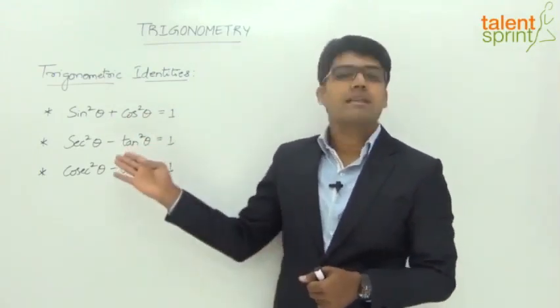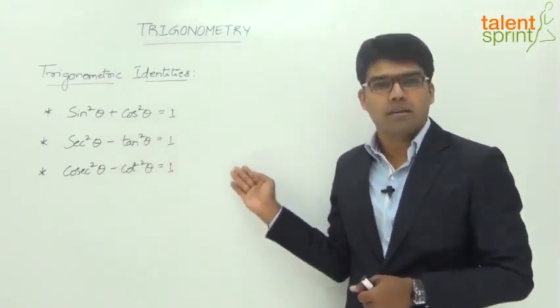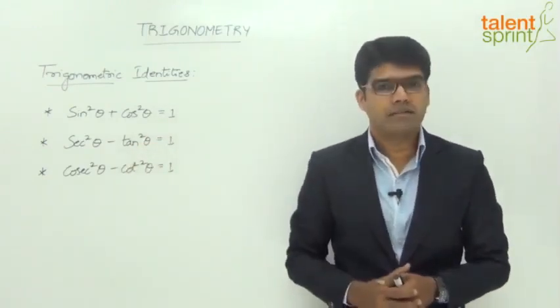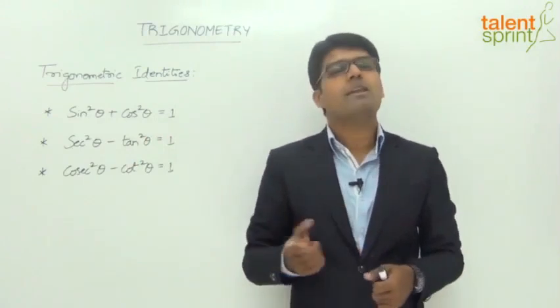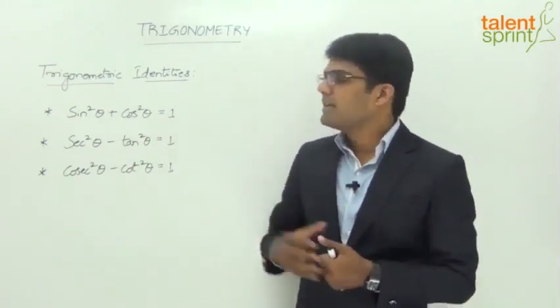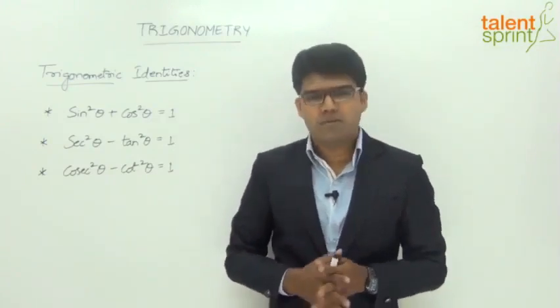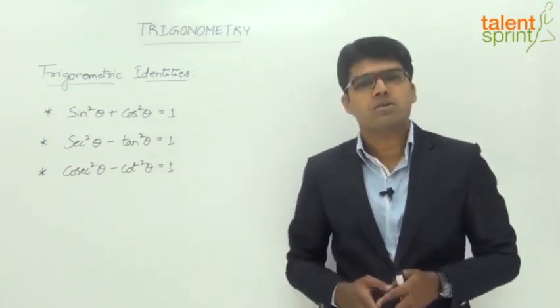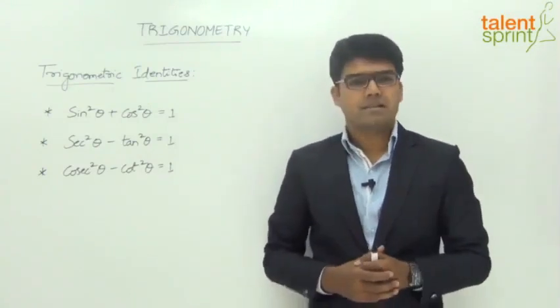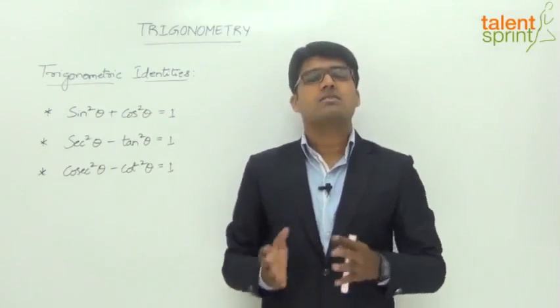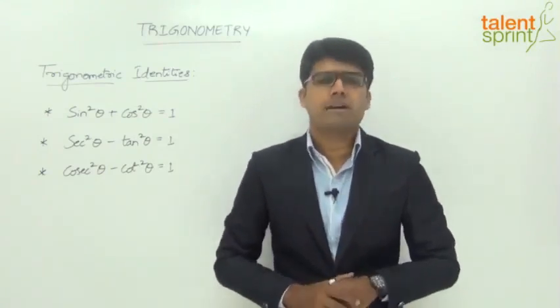Likewise, secant square theta minus tan square theta equals 1, or we can say secant square theta equals 1 plus tan square theta, right? So this again is true for all the values of theta. And the last one here is cosecant square theta minus cot square theta equals 1, which implies cosecant square theta equals 1 plus cot square theta. So these are the three basic trigonometric identities that show the relationship between different trigonometric functions.